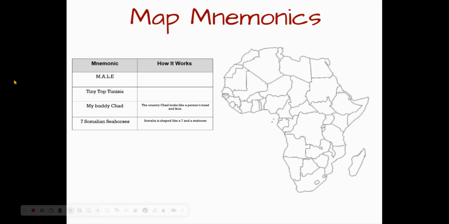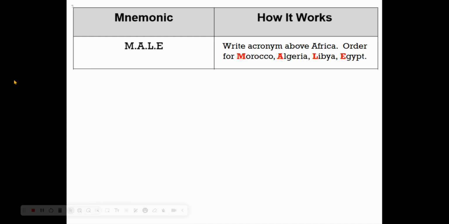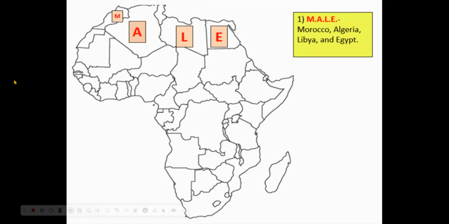And our first mnemonic is the acronym MALE. If you write this acronym across Northern Africa, it will help you with the order for the countries of Morocco, Algeria, Libya, and Egypt. So copy that information into the How It Works column. And then at the bottom of your page where you have the African continent, I want you to write in that acronym MALE across North Africa.